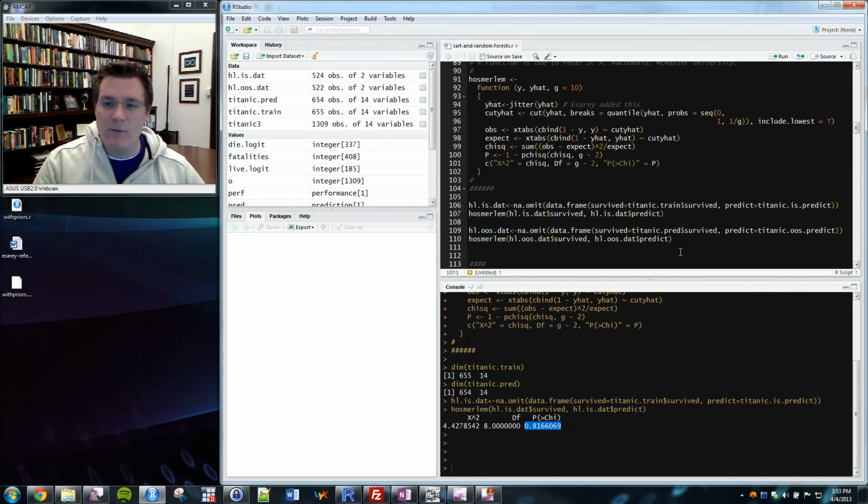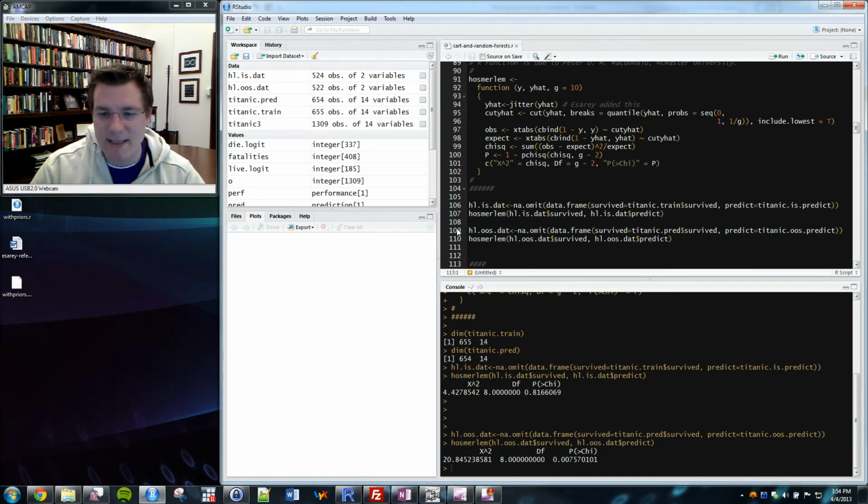But if we repeat this process out of sample, what we see is actually that there's a little bit of a difference. In fact, there's a big difference in the sense that we come to a different conclusion. The p-value here is very small, indicating that when we do out-of-sample predictions, there's evidence that the predicted probabilities are not necessarily a good match to the empirical probabilities in the data set. So one or more of our bins might be mispredicting probabilities.